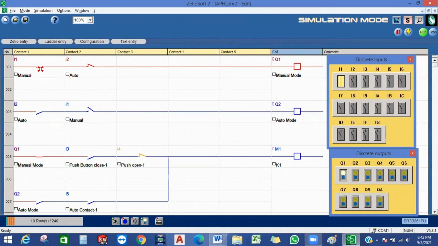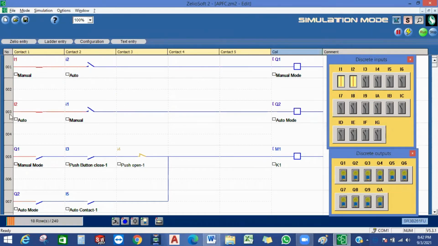Now this is in manual mode, so one on, and then this auto mode on. When I try to close this when auto is on, you can see both are off, because the current is blocking up to here. Red line means there is a blocking current. Blue means there is no current. So because of the interlock between these two, the line is blocked here.